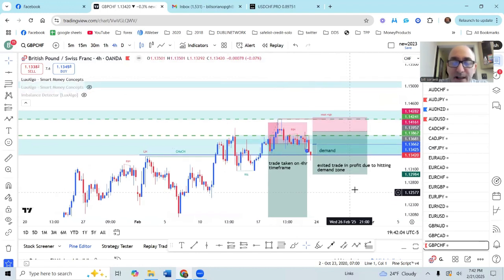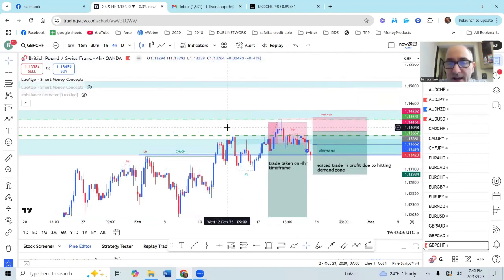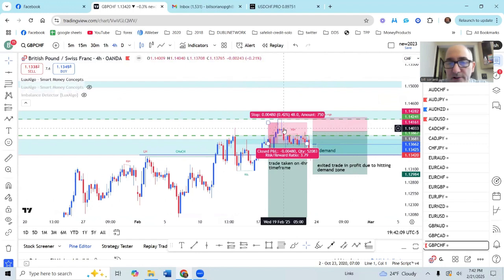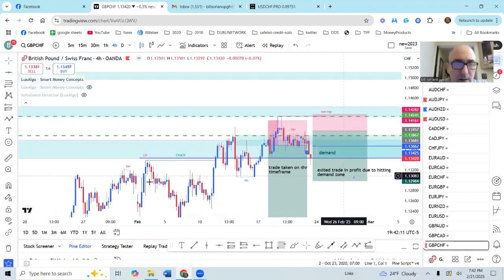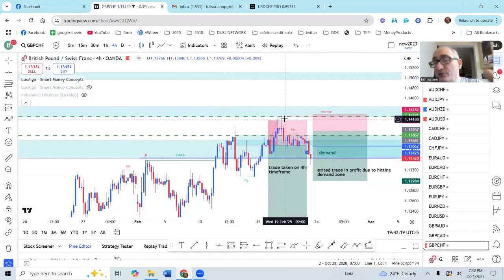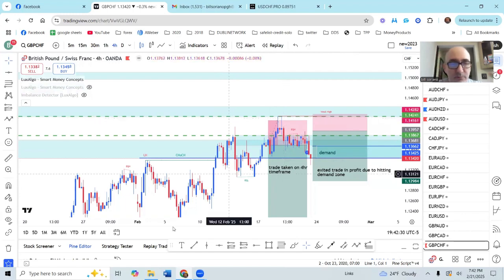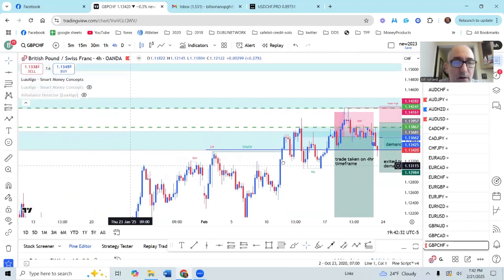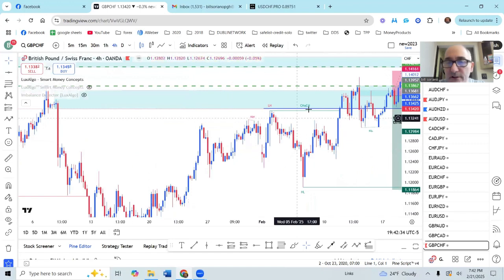But the other thing I misread was that you really don't get a change of character here, because notice how price is coming up. You get a change of character, but then after it pulls back, you don't get that break of structure that confirms the trend change, right? So first you get a change of character. A change of character is a break of structure when price is going against the current trend. So price was moving down, and we got that change of character to the upside.